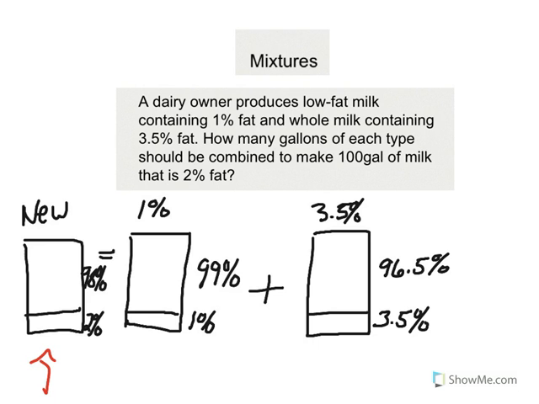Now, since we know it's 100 gallons and we know 2% of it is fat, we can actually determine how much of the 100 gallons is fat. So we need to get 2 gallons of fat into the new container. Some of it will come from the 1% and some of it will come from the 3.5%. Please pause the video and copy this into your notes.